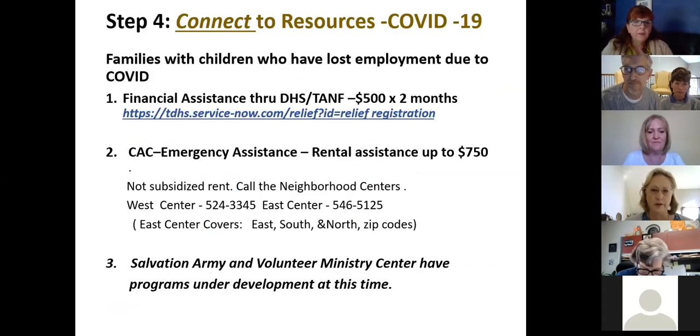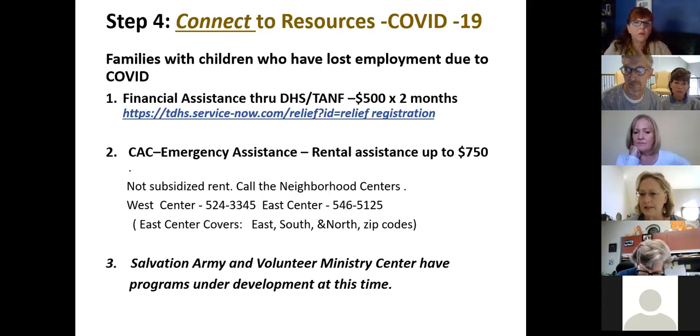Okay, so we're going to go into some more assistance that's going on right now. And I think Gina emailed the first one out to you already. You have that in your email, you can look at with all the details there. So families with children who have lost employment due to COVID may be able to apply through DHS, same place that they apply for their food stamps, for TANF, which is Temporary Assistance to Needy Families.